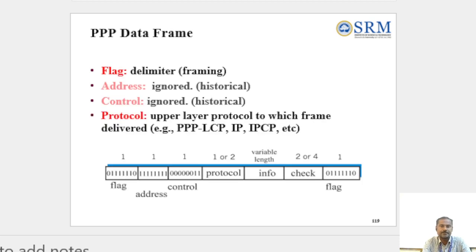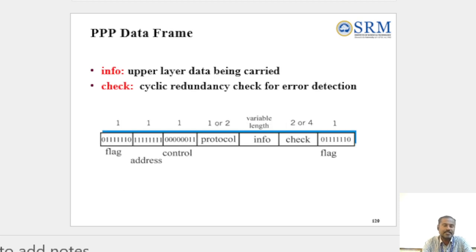Then there is a check, it can be 1 or 2 bytes. What it does is the cyclic redundancy check, which is used for error detection. So it has to be cyclically checking for errors, so that will be done by the check field. So at both ends we have flags, and address and control are not necessary. There should be a protocol. Then info, which will have the upper layer data being carried, and check is there for the cyclic redundancy check for error detection.